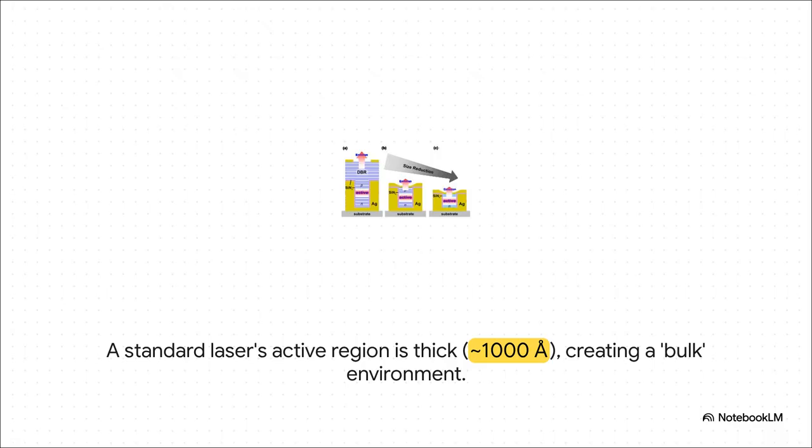Now, in a conventional DH laser, that active region is about 1,000 angstroms thick. And that's a unit of measurement that's just mind-bogglingly small. 1 inch has over 250 million of them. But in the world of physics, this scale creates what's called a bulk environment. It basically behaves like a normal slab of material, where electrons can just move around freely inside.